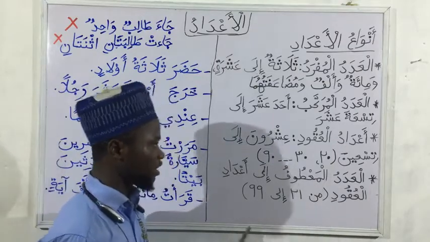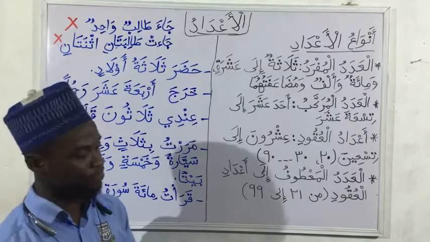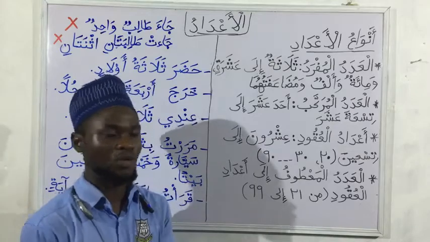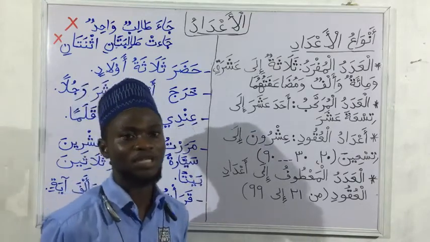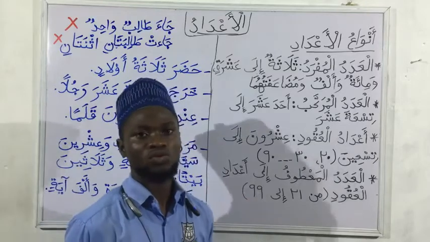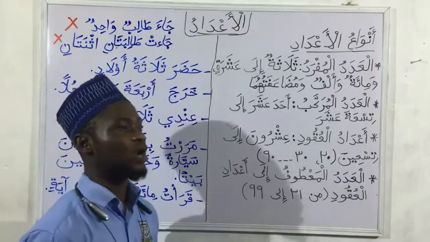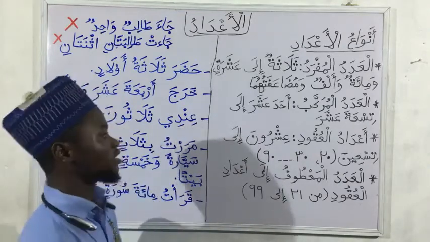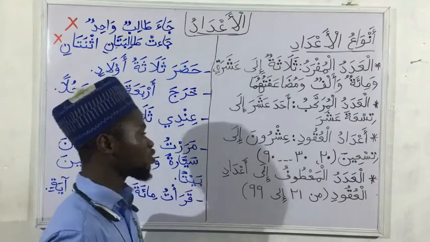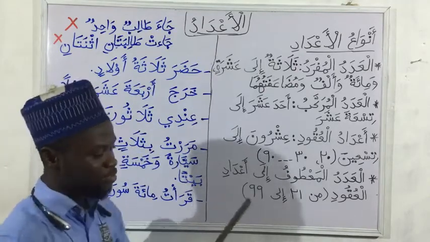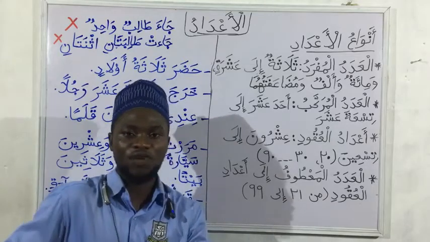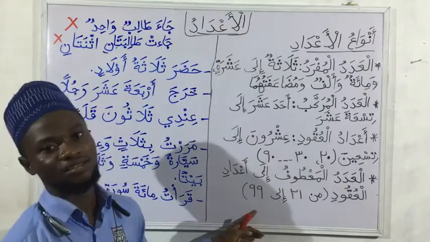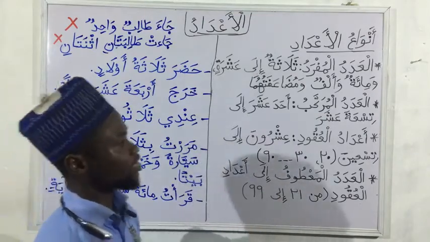Then al-adadul ma'tuf ila adadul uqud. That's another classification. Adadul ma'tuf are those adad that we use wawul atfu to join together. For example, we say 32. That is isnani wa salafun. So that wow, that is the ma'tuf. And also they consist of adadul uqud. That is 21, 22, 23, 24, 25, 26, 27, 28, 29, 30 included, 31, 32 to 99. So that is the 4th classification.